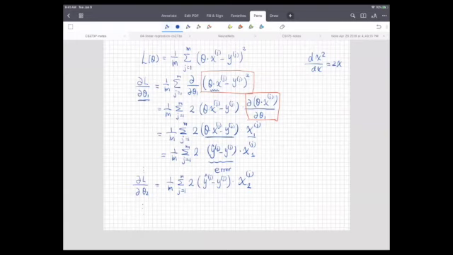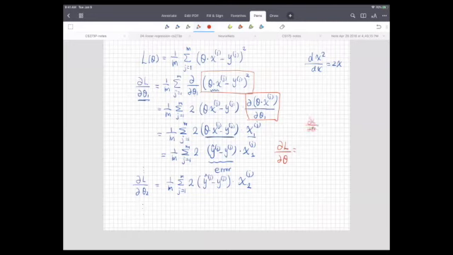That is how we calculate the gradient of the MSE function. I can write these in a more compact form. I write the partial derivatives with respect to theta, treating this as a vector, which means the first component is partial L with respect to theta 1.